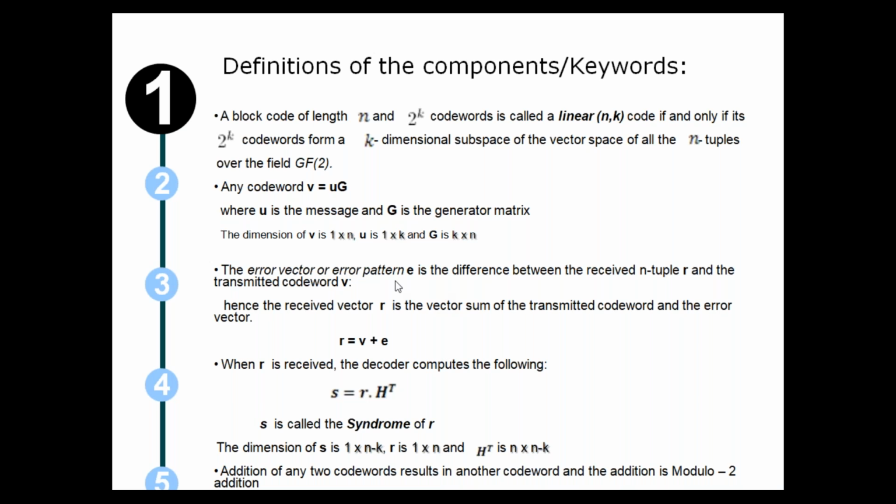And later we have seen the error vector. Here r represents the received vector. Last class we represented it as y, that is y equal to x plus e. Here r represents the received word, v is the transmitted word and e is the error vector. Then we have seen that syndrome is equal to y into H transpose. Here it is represented as r into H transpose, only the representation is different. That is what we saw last class.